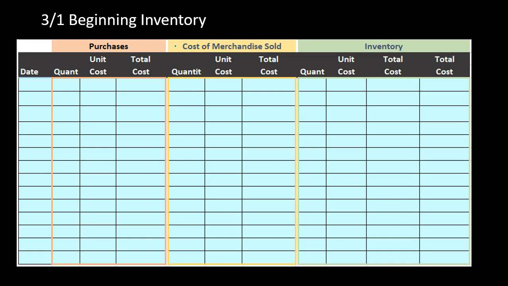Until that happens, throughout the time period, we're just going to be recording the purchases, and then we're going to record what is still there, including what was there before, plus the purchases to see what would be in ending inventory. In each of these sections, we have at least three components, and those components will be the quantity, the unit cost, and the total cost.